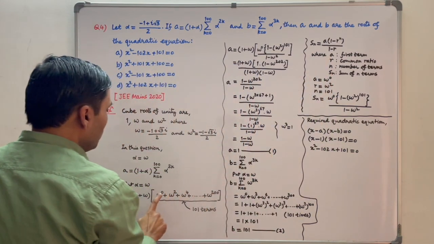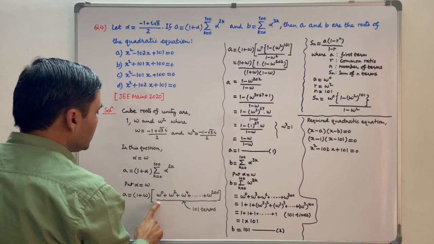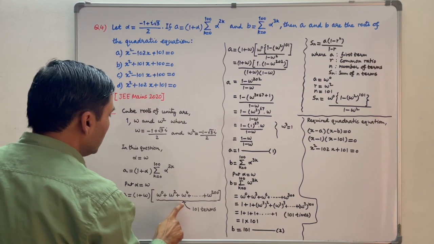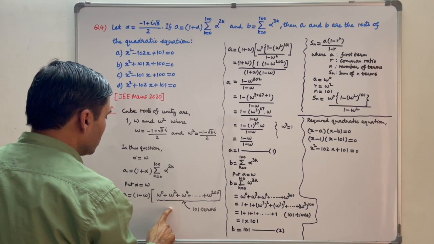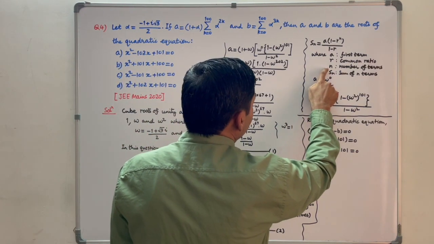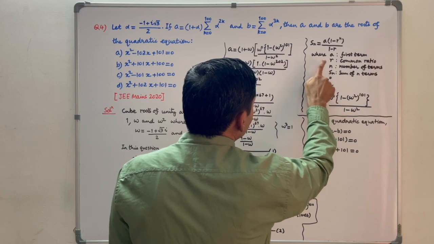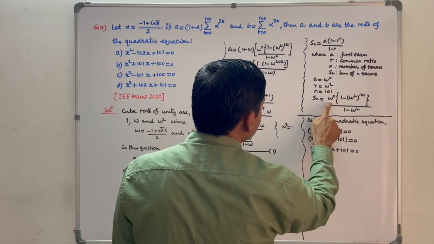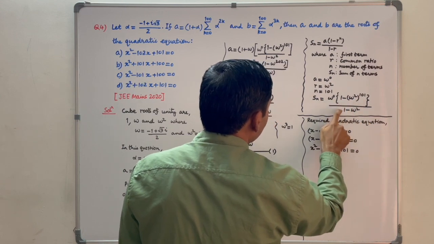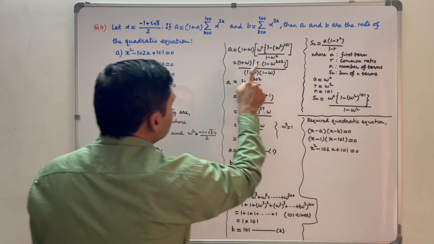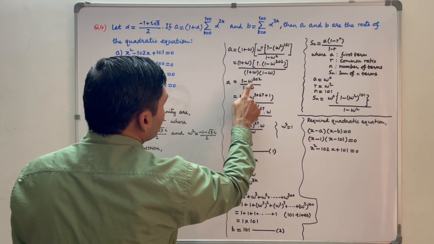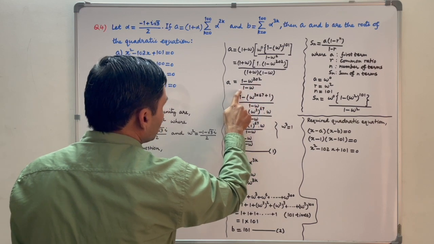First term is omega to power 0, and common ratio r is equal to omega square upon omega to power 0, or omega to power 4 upon omega square. So r is equal to omega square. Number of terms n is equal to 101. So Sn is equal to omega to power 0 into (1 minus (omega square) to power 101) upon (1 minus omega square). So after simplification, a is equal to (1 minus omega to power 202) upon (1 minus omega).